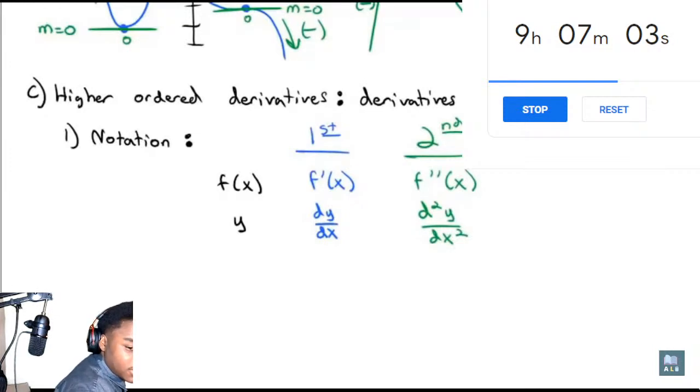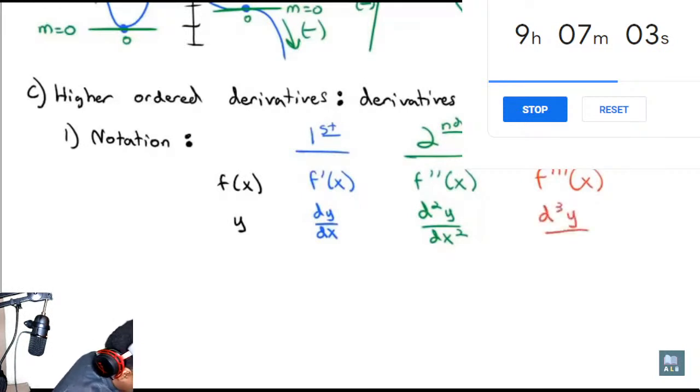And then we extend that to the third, fourth, fifth, and beyond derivatives, where you'll see 3 primes to represent the third derivative. And then it's d3y over dx3 for the third derivative of y with respect to x, 3 times. So that's the notation you might see.